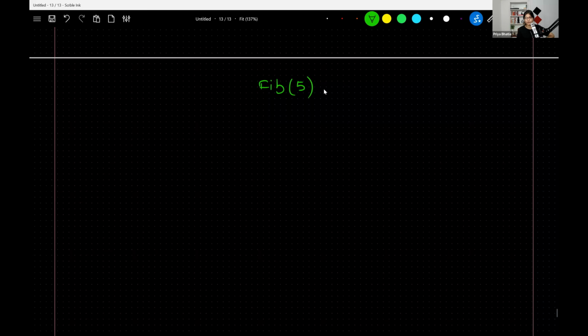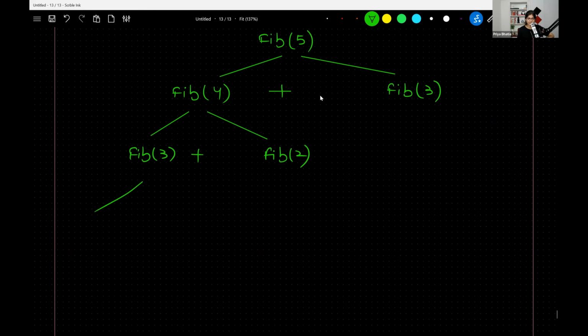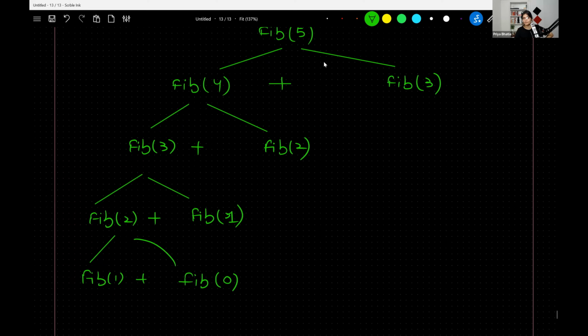It's not less than or equal to 1. So I will calculate fib of 4 plus fib of 3. Again, I will calculate fib of 3 plus fib of 2. Again, I will calculate fib of 2 plus fib of 1. Again, I will calculate fib of 1 plus fib of 0. Yes or no, everyone?